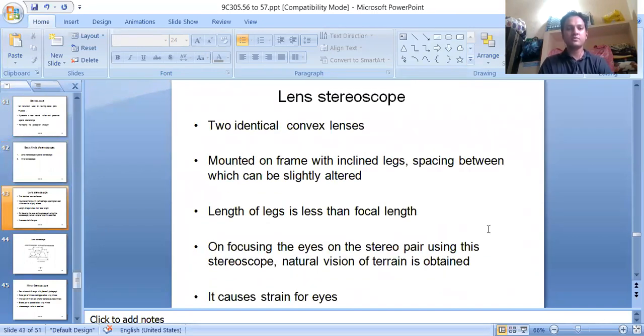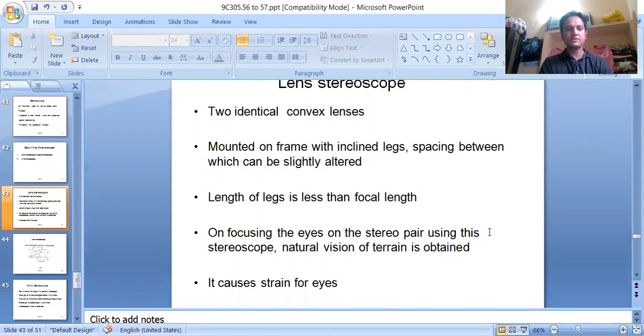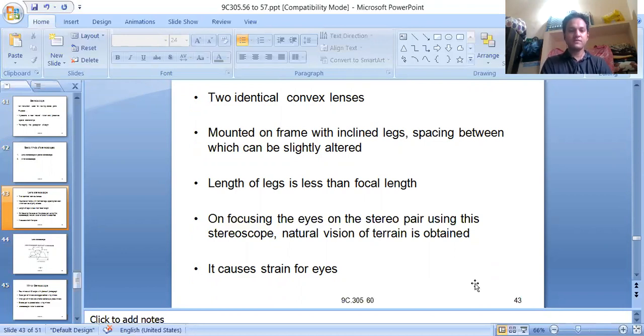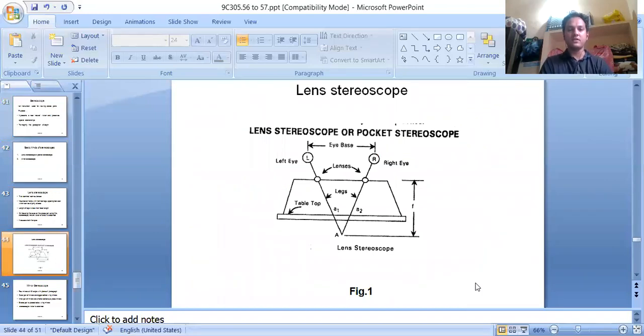The lens stereoscope has two identical convex lenses mounted on a frame with inclined legs, the spacing between which can be slightly altered. The length of the legs is less than the focal length. When focusing the eyes on the stereo pair using the stereoscope, natural vision of terrain is obtained. It causes strain for the eyes. This is one of the disadvantages of the lens stereoscope.